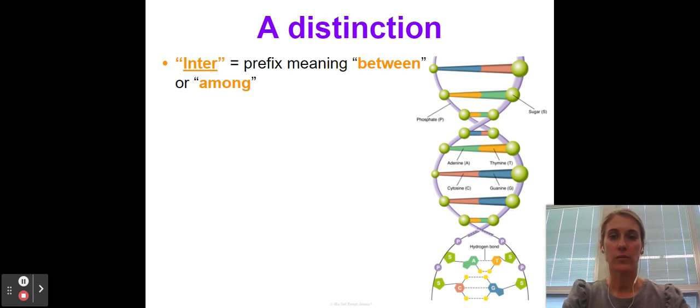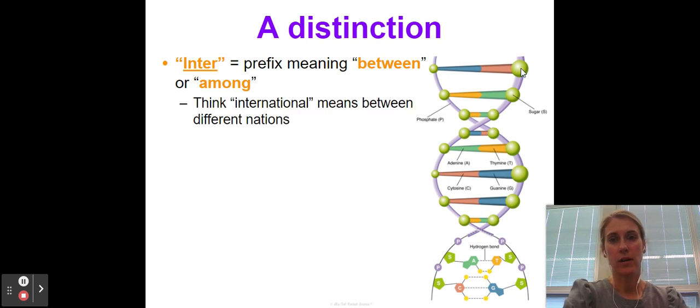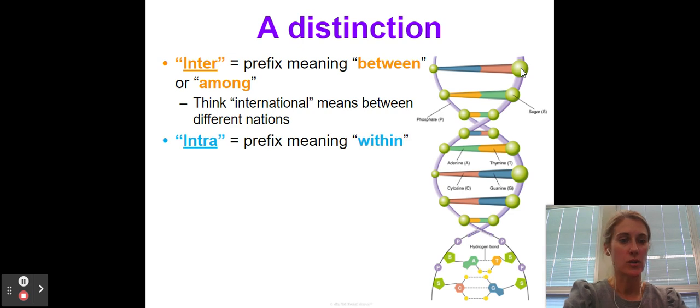So we actually will look at intermolecular forces in the last section of this unit. That has to do with hydrogen bonding. You've probably heard that before, and then there are some other ones that you may not have heard. But we start with intra first because that means the actual bond within molecules. So inter means between or among. Think of international. That means between different nations. Intra means within. So within the bond, within the sharing between two atoms.